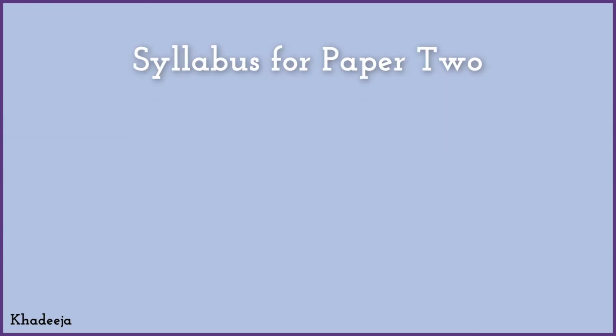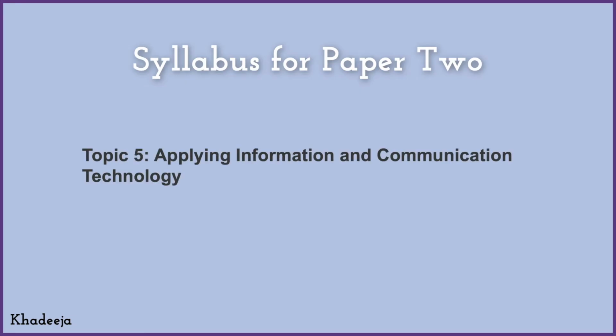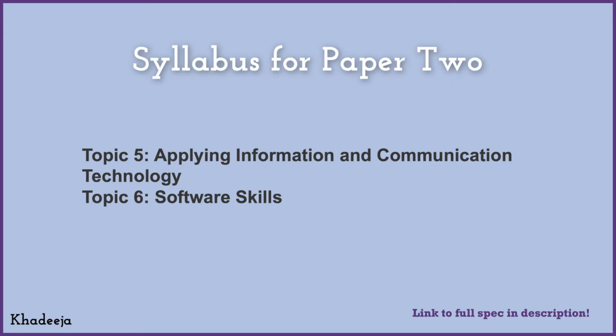First of all, what's the syllabus for paper 2? Just 2 topics. The first one is applying information and communication technology. So the application of all of the ICT that we might have learned in the previous few lessons, and then software skills. So software skills encompasses a lot. Word processing, spreadsheet, logo design, which comes under graphic design, of course, and database. And the link to the full syllabus, of course, as always, is in the description. So check that out as well if you don't have it downloaded already.